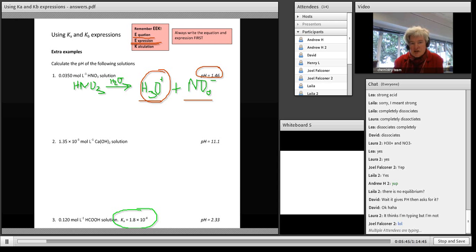With the expression, there's no expression because it's not a weak acid or base. We only use a Ka expression or Kb expression when it's weak. Okay, so the next thing is we just write in our formula, and this is simply pH is equal to the negative log of the hydronium ion concentration.